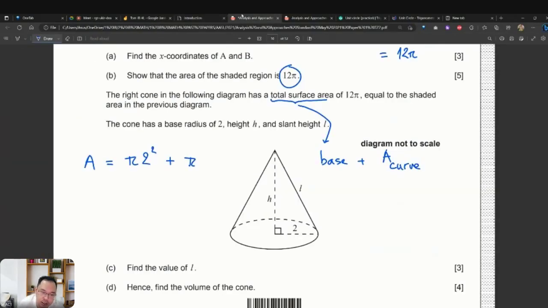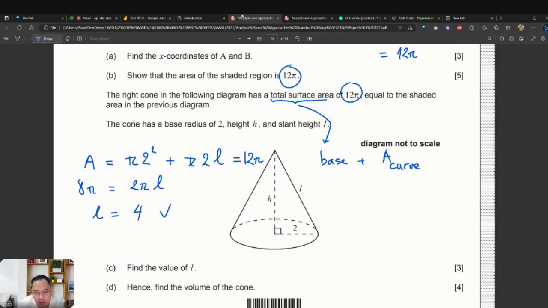R is 2, and L is what we need to find. And we're given that this area is 12 pi. Simplify this: 4 pi plus 2 pi L. So 12 pi minus 4 pi is 8 pi. 8 pi equals 2 pi L. So divide by 2 pi, we have L equal 4.